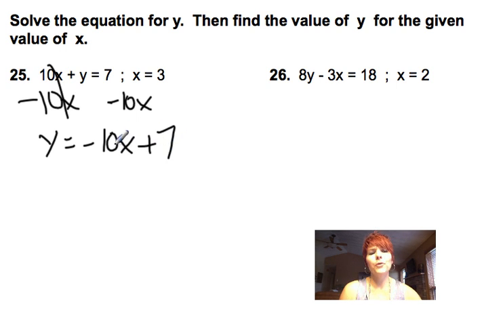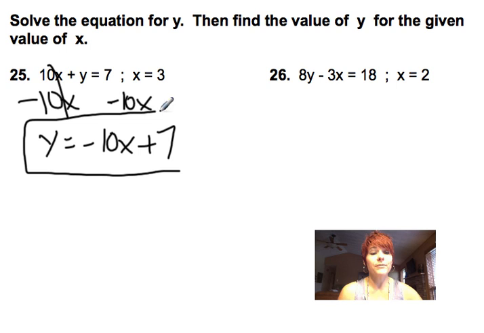The reason why I put the x first is that it gets us into the habit of writing in slope-intercept form because we're going to be using that in chapter 2. So it's good to get into that habit. That's the first part of our answer. We have now solved the equation for y.